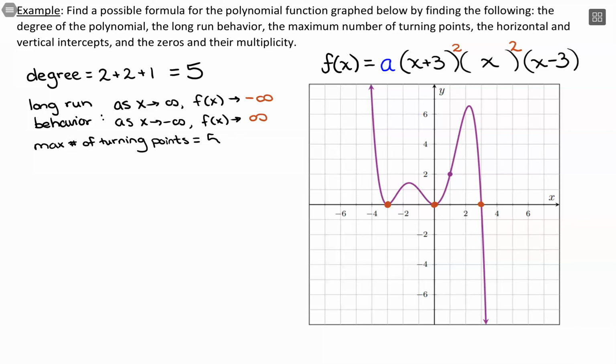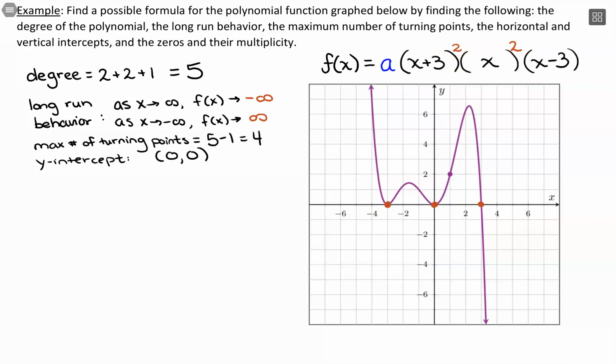Alright, maximum number of turning points. We take our degree minus 1, that's 4. Vertical intercept, so our y-intercept, the same thing as that vertical intercept, is going to be at (0, 0). You can see that on our graph right there. Horizontal intercepts, the zeros and multiplicities, we basically already said those. So we have our zeros that we marked there, and then we talked about the multiplicities 2, 2, and 1 on those zeros.